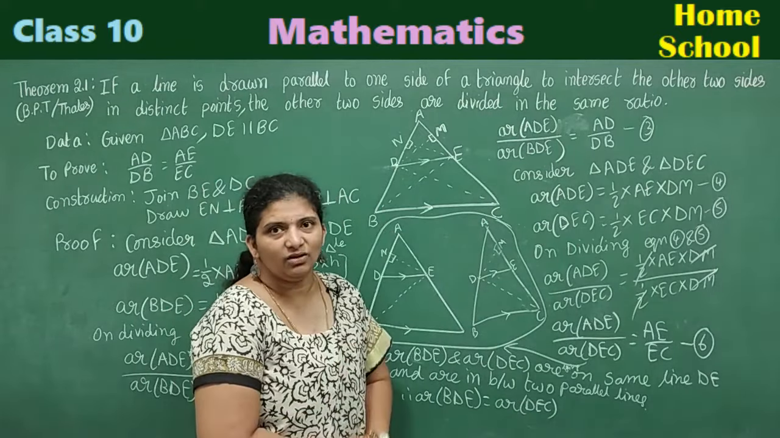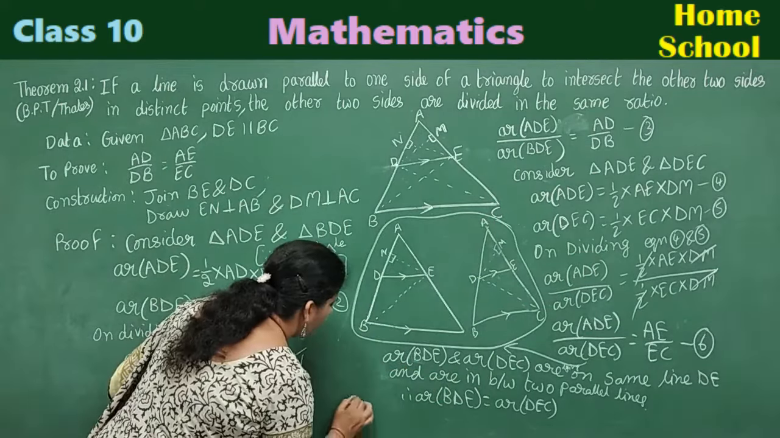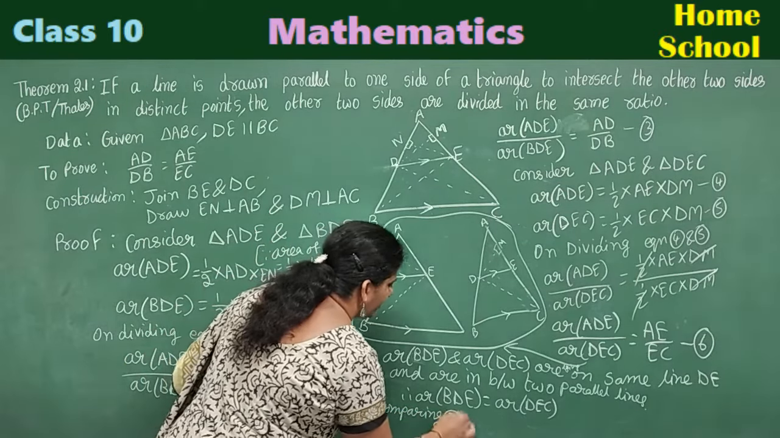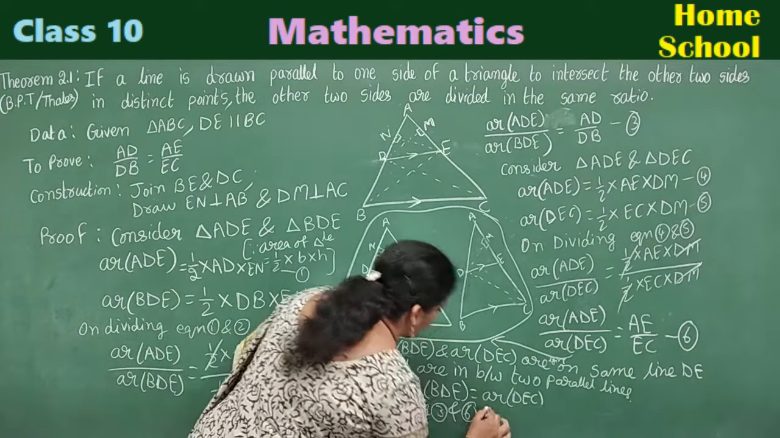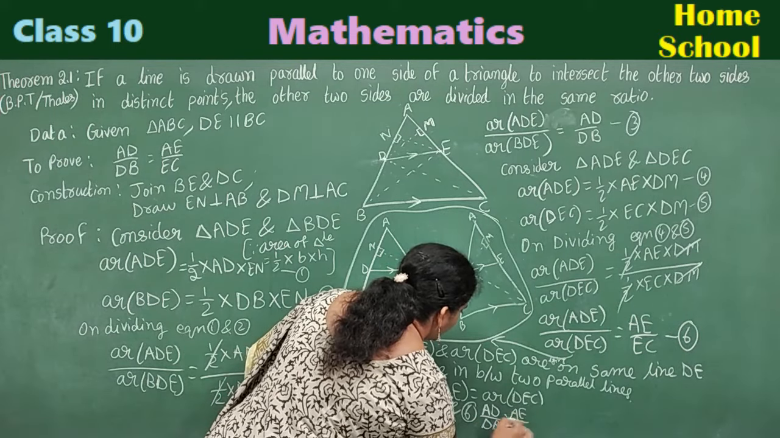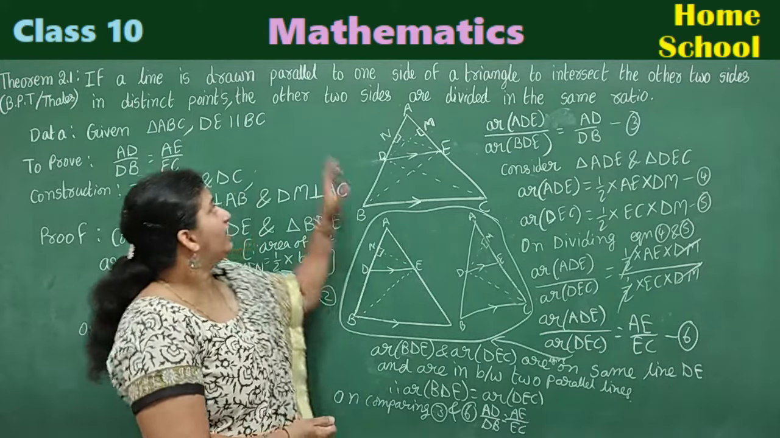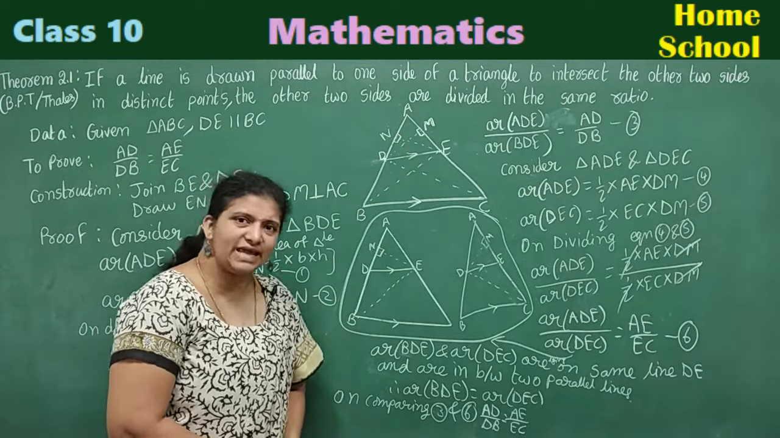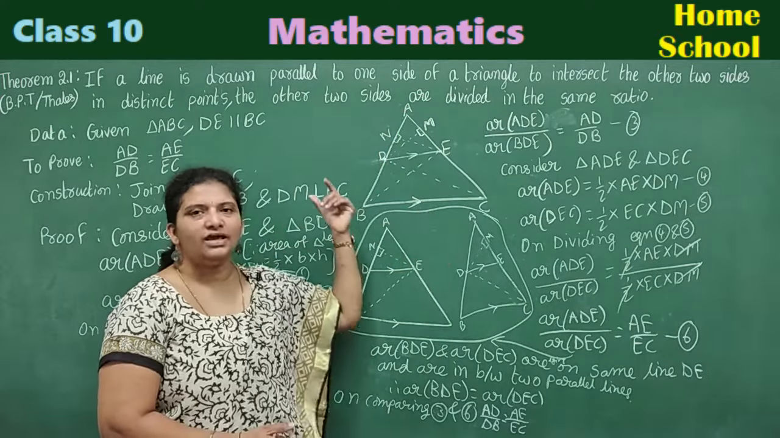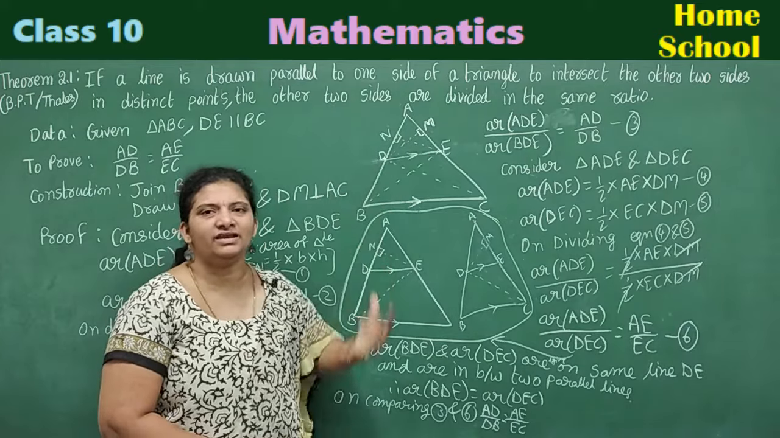By axiom 1, I can equate those two. Therefore, on comparing 3 and 6, I can say that AD by DB is equal to AE by EC. Hence it is proved. What is proved? The other two sides are divided in the same ratio: AD by DB is equal to AE by EC. If a line is drawn parallel to one side of a triangle, then the other two sides are in proportion.